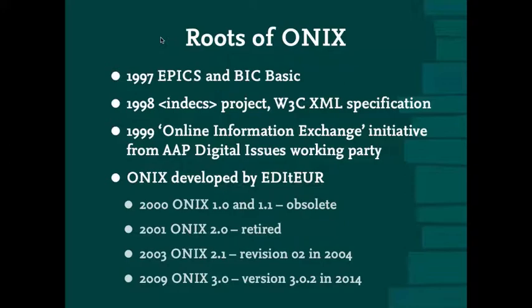ONIX really began in 1999 with a project from the American Association of Publishers called Online Information Exchange. Now, this took ideas from the four preceding projects, from EPIX, from BIC Basic, from INDEX, and from the XML specification. And it combined them and produced not just a list of data elements that you should communicate, but also a practical method of communication. Now, EDItEUR was involved in that development, and during 1999, a specification was produced. It was published in January of 2000.